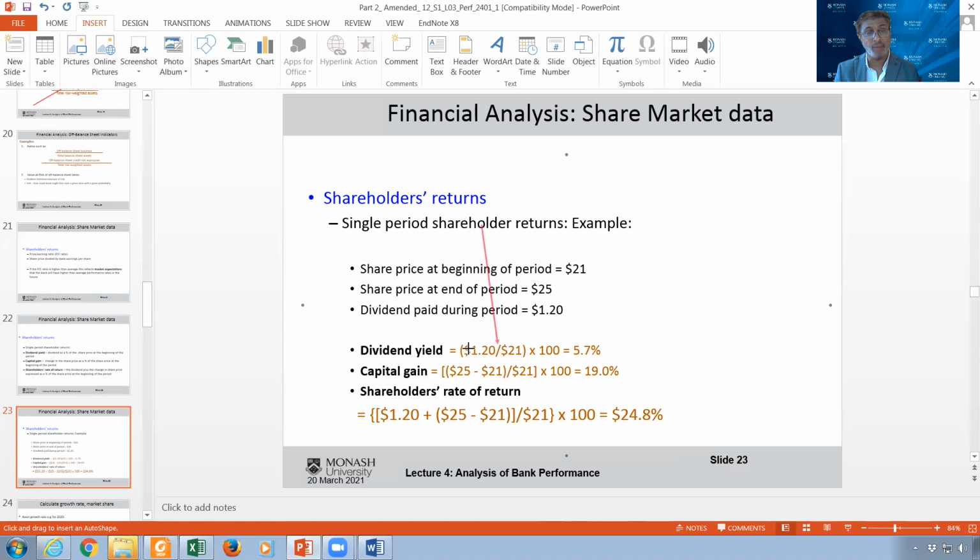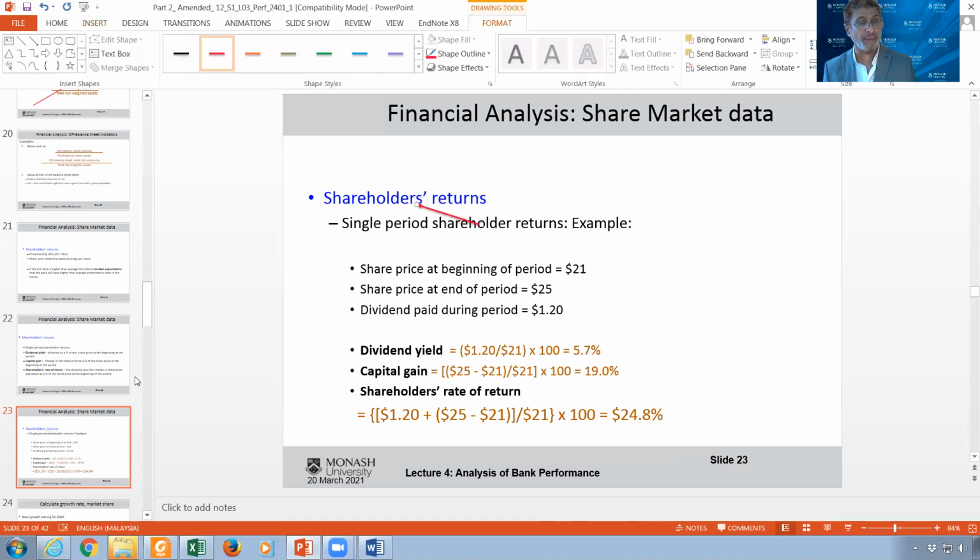Let's look at dividend yield, which is 120 over what I invested. It's 5.7. And the capital gain is 4 out of the 21, which is 19%. All of this is actually my return, which is the 24.8. This is what we call the shareholders' return.